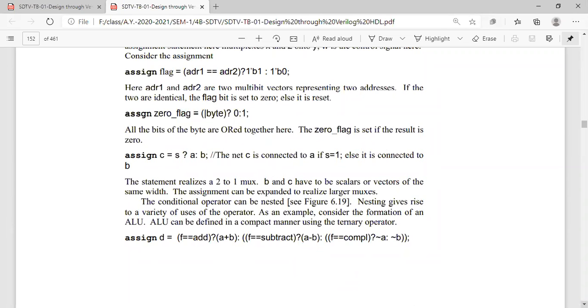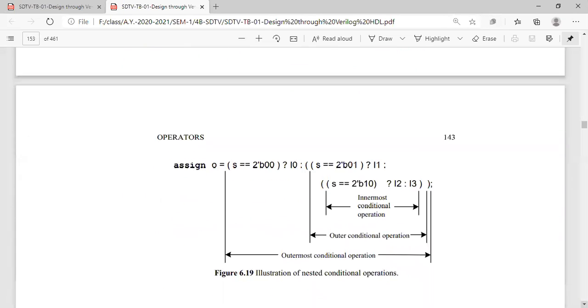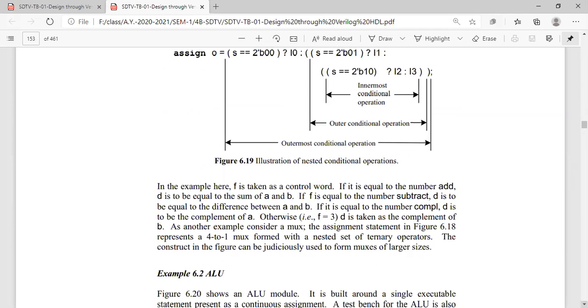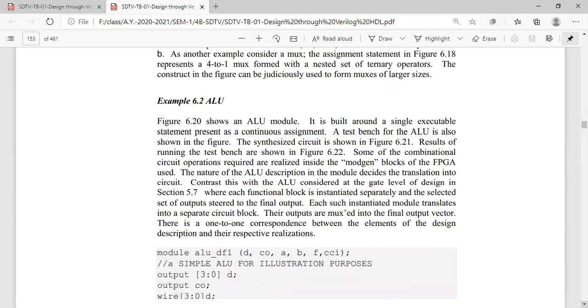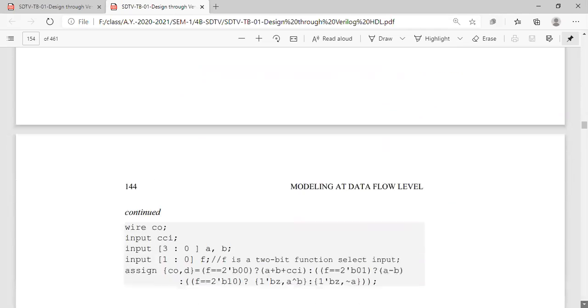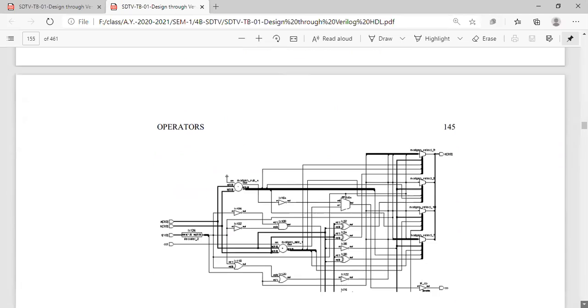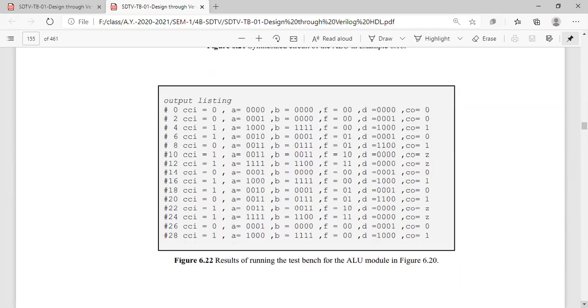You can go through all these things. If you want to evaluate, you have to evaluate from the innermost conditional operation to the outermost conditional operator. So you have to evaluate from right to left for these ternary operators. These are the examples for the ternary operators. So that's it.